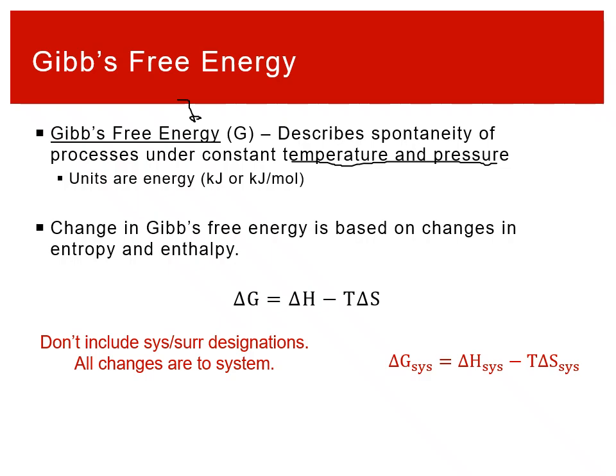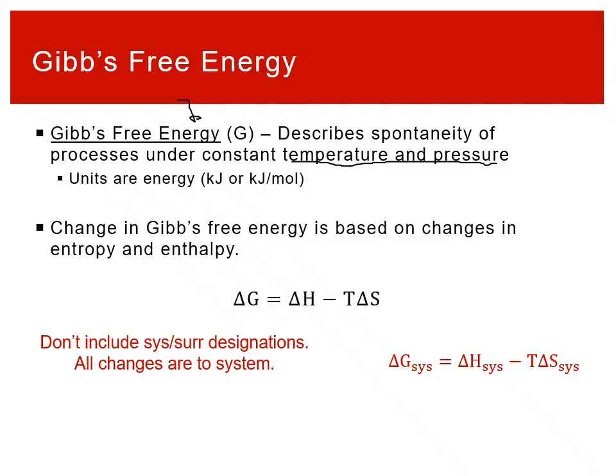Gibbs free energy is composed of enthalpy and entropy. The change in the Gibbs free energy of a reaction or of a process is equal to the change in enthalpy minus the temperature times the change in entropy. So it's the same ideas that we saw combined together previously.